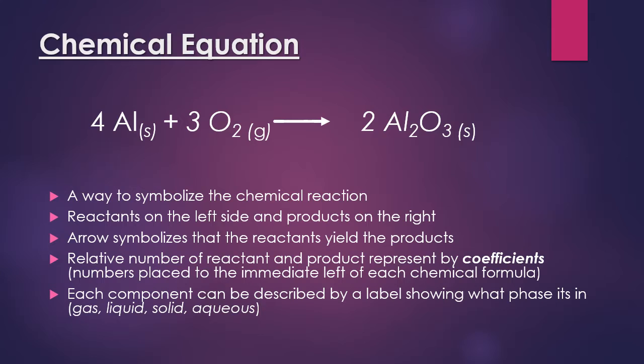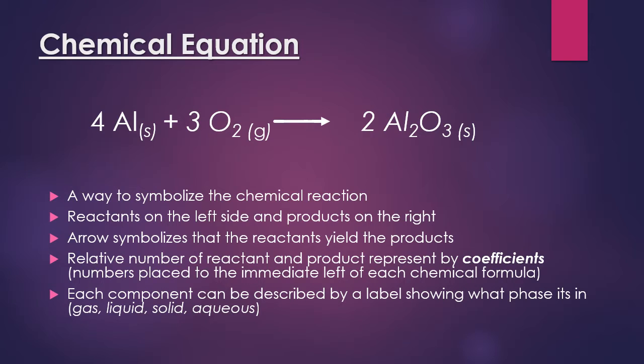So here's an example of a chemical equation, how we represent a chemical reaction. In this chemical equation, we have 4 aluminums reacting with 3 oxygen molecules to form aluminum oxide. The reactants in this case are aluminum and oxygen because they are on the left side of the equation, and the arrow is pointing to the product, which is aluminum oxide in this case. So you can sort of think of that arrow as an equal sign. I'm adding these two and it's equaling the product.